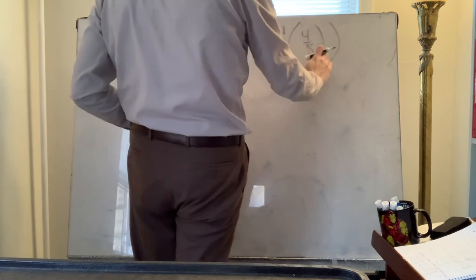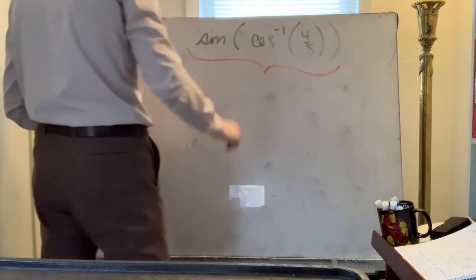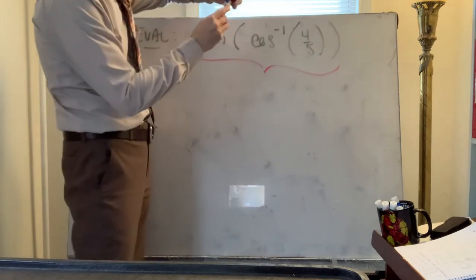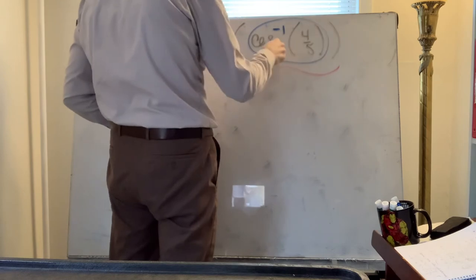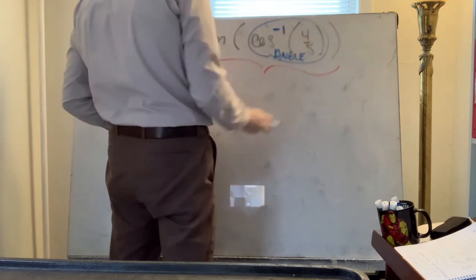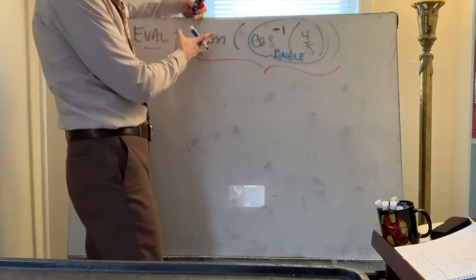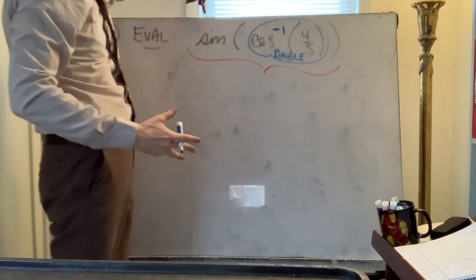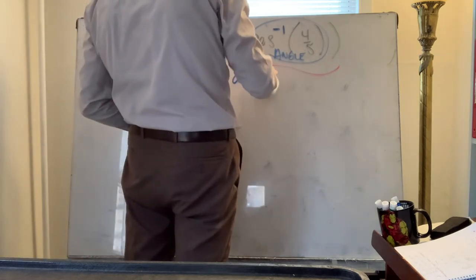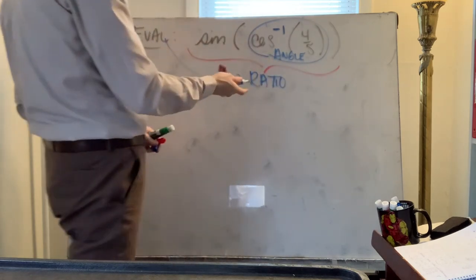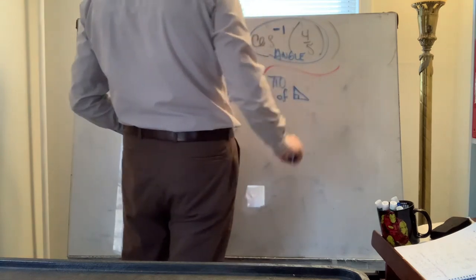Let's decide, it's a good habit, what ultimately would arise from this. This being an inverse here is going to produce an angle. The inverse cosine of this ratio is going to produce an angle. So that means that if we have the sine of an angle ultimately, this is going to produce a ratio as an answer. The evaluated answer is going to be a ratio of the sides of a right triangle, somehow.